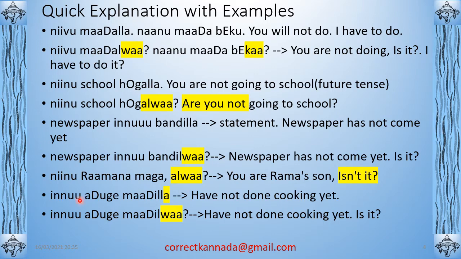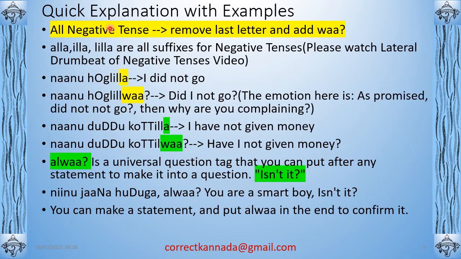Okay. Then innu adige madilla is a statement. Have not done cooking yet. Then innu adige madilva. Have you not done cooking yet? Or have not done cooking yet, is it? So for all negative tenses, you just have to remove the last letter and add va to it. And what are all the suffixes for negative tense? Alla, illa, lilla are all suffixes for negative tense. Please watch the video on negative tense to understand more about these.